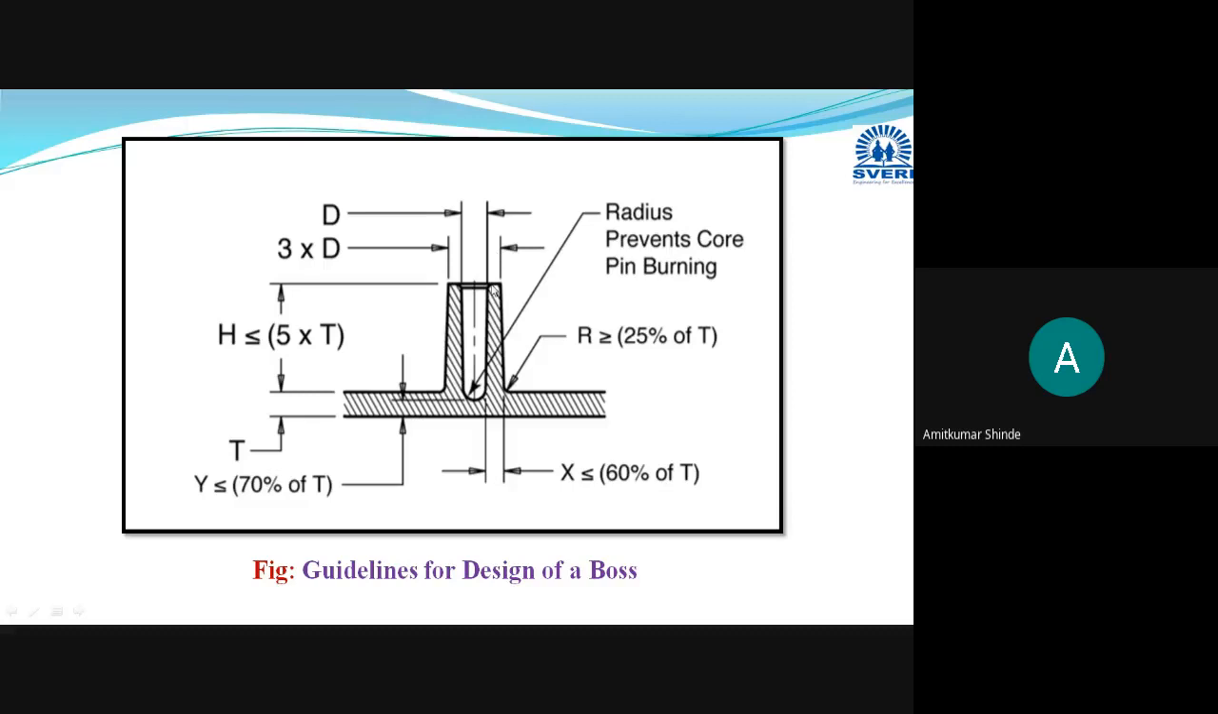This is the thickness of the boss at the bottom side. On the bottom side, it should be less than or equal to 60% of the wall thickness, from both sides.